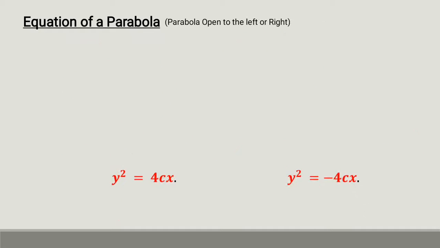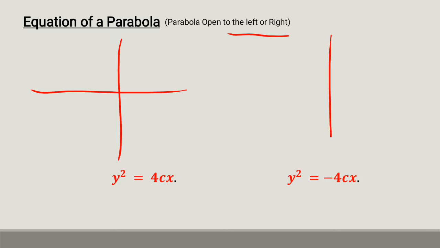So, we have another 2 equations of the parabola. That is opening to the left or to the right. And the third equation is y squared is equivalent to 4cx. And the fourth equation is y squared is equivalent to negative 4cx. So, idodrawing ko uli yung Cartesian plane. Emphasizing the y-axis.